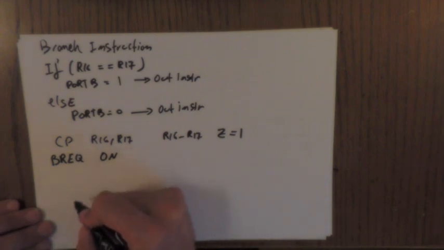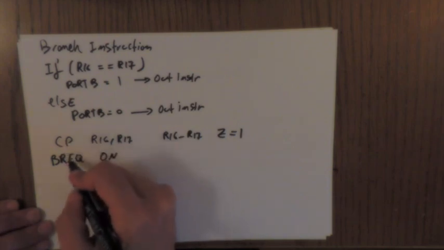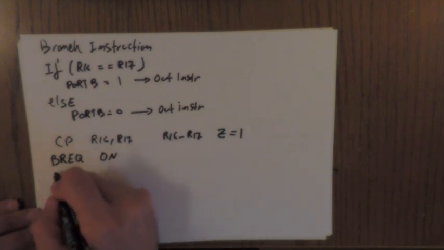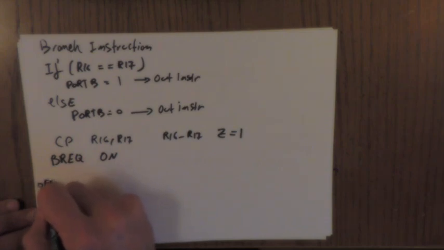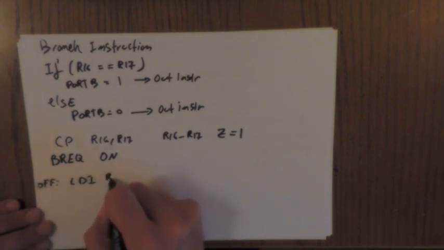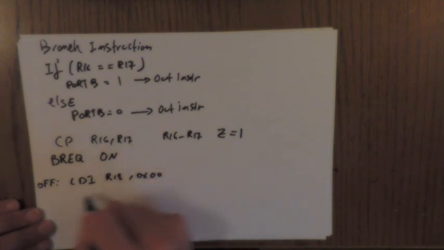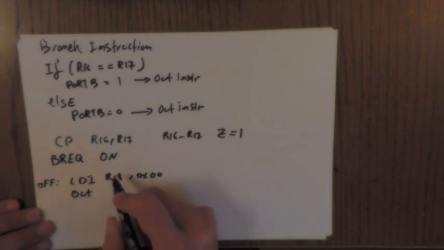Else, I need to go to another place, which is off. So if they are equal to on, it's going to go to on. Otherwise, it's not equal. So off will be LDI R18, 0x00, and out port B.